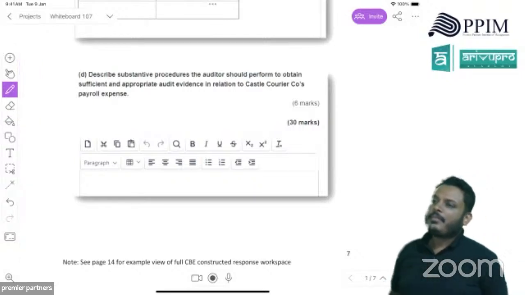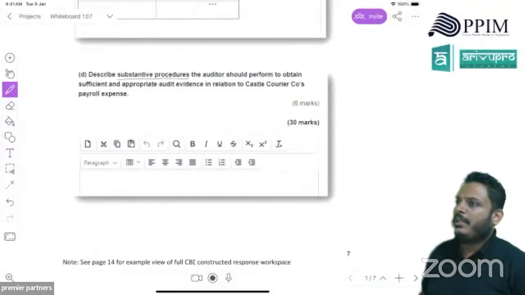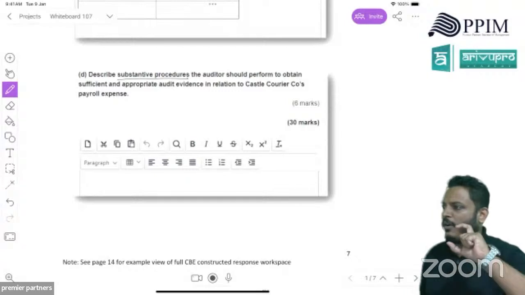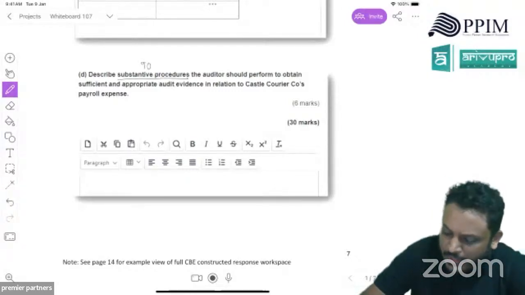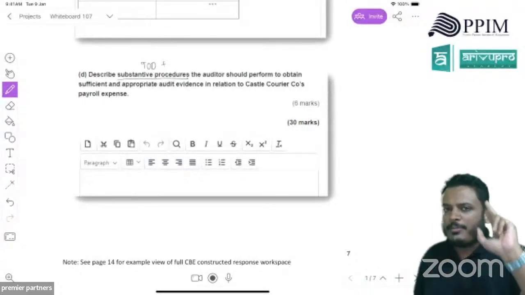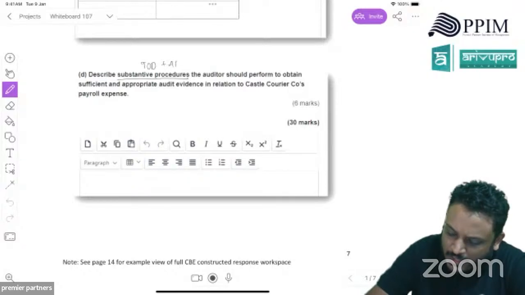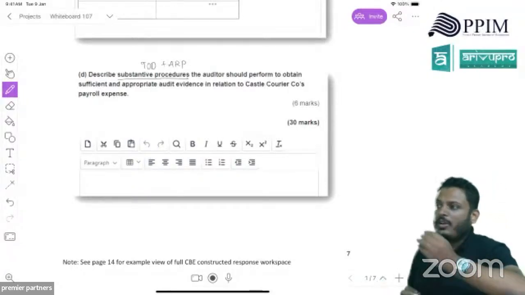Okay. See here. Substantive procedures is the verb. Now you know what to write. You can write test of detail. Test of detail means, students, simply assertions: inspection, observation, recalculation, reperformance, and confirmation. And also you can write ARP. But I am always telling you, don't write too much ARP.